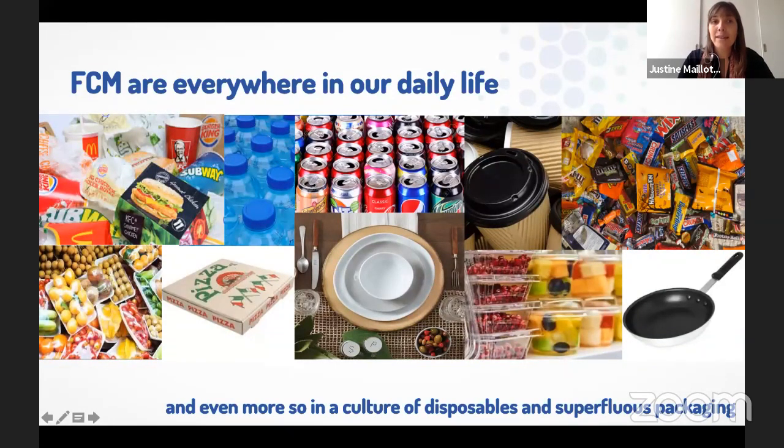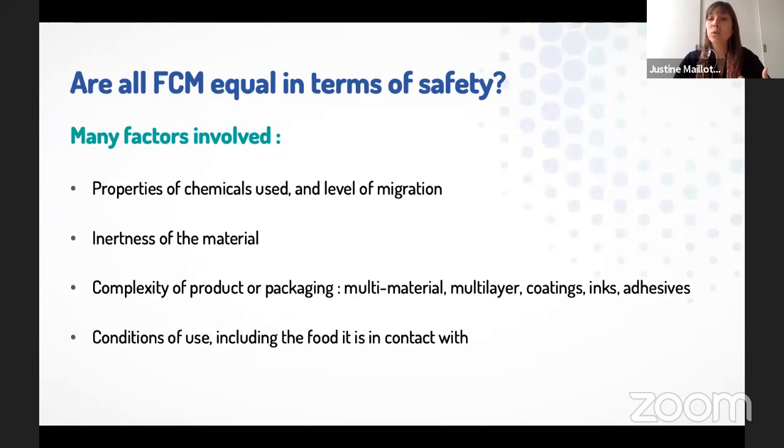of those FCM. And the question we can ask ourselves is whether all those food contact materials are actually equal in terms of safety. And indeed, the answer is not that simple. It's actually a pretty complex answer, because it will really depend on what type of chemicals are present in those packaging and all other food contact materials. Do those chemicals have endocrine disrupting properties? Can they have an impact on our immune system? Can they be carcinogenic, etc.? And also it will depend on their likelihood to migrate from the material.